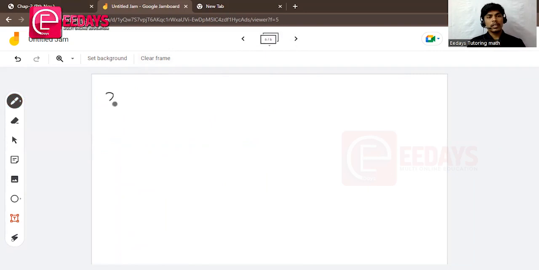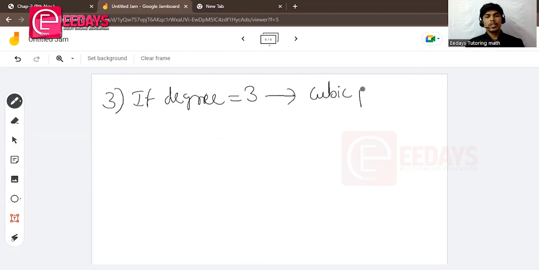Now the third one: if degree is 3, we call it a cubic polynomial. Cubic polynomial. Understand?